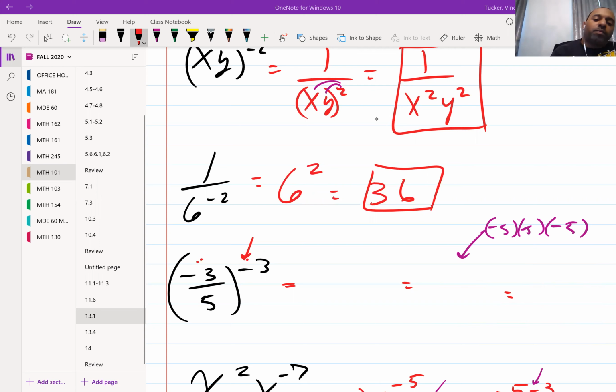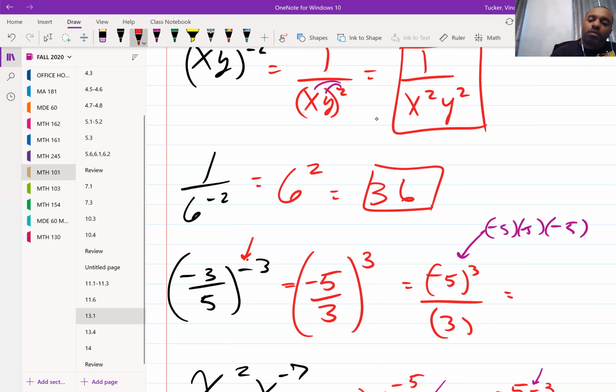All right, the next one, negative 3 over 5 raised to the negative third power. So we're going to apply this negative over your exponent first and flip that fraction. So it's negative 5 over 3. Now we'll cube negative 5 and 3. Negative 5 times itself 3 times would be negative 125. Then 3 times itself 3 times would be 27.